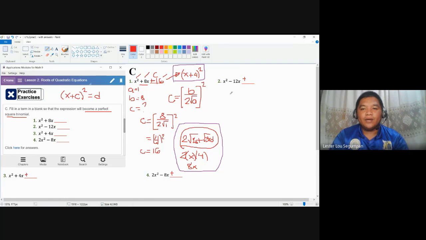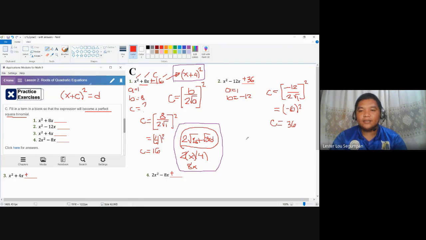So let's have number 2. Our A here is 1. B here is negative 12. Please take note of the sign. It should be negative 12, not just 12. Let me erase this here to remove confusion. And then let's solve for C using a formula. C should be B, which is negative 12, over 2 square root of 1, which is the value of A, and then you have it squared. The square root of 1 is 1, times 2 is 2. Negative 12 divided by 2 is negative 6, and you have to square it. So C is actually positive 36.